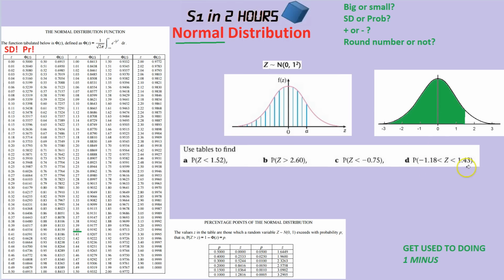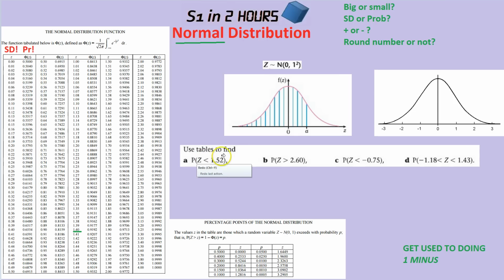But when we come to these questions, you'll see we're going to need to decide sometimes, is it to the left, do they want the big bit, or do they want the small bit? Do they want more than, or do they want less than? That's something you have to decide. So let's actually get to a question to show you what I'm talking about.